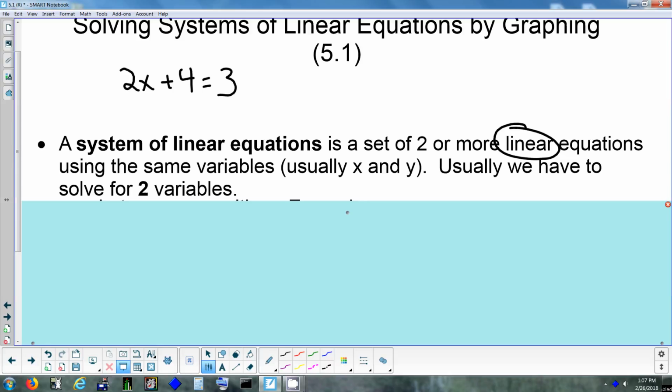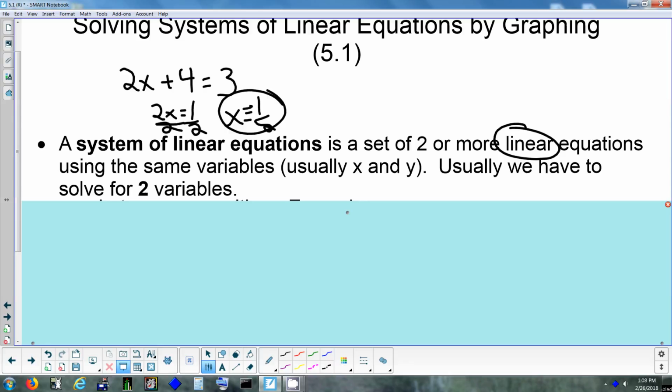Because now we're going to have to solve for two variables. When we have something like this, we only have to solve for one, right? Simple. Minus 4, 2x equals 1, divide by 2, x equals negative 1/2. Sorry, negative 1/2. We've done that, right? It's shown up in other stuff that we've done so far this year. So we've done stuff like that.